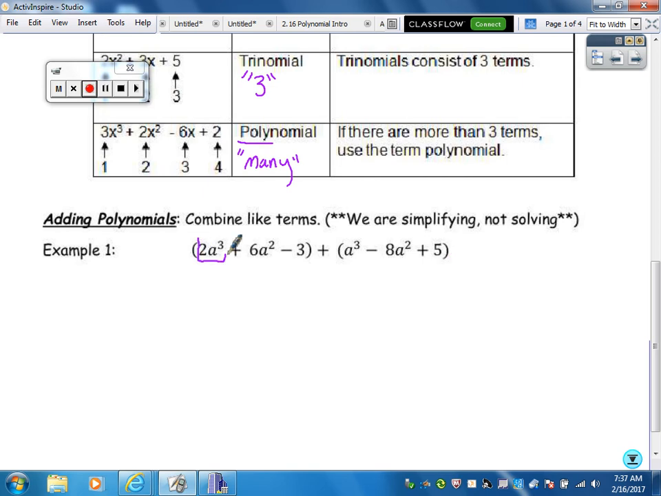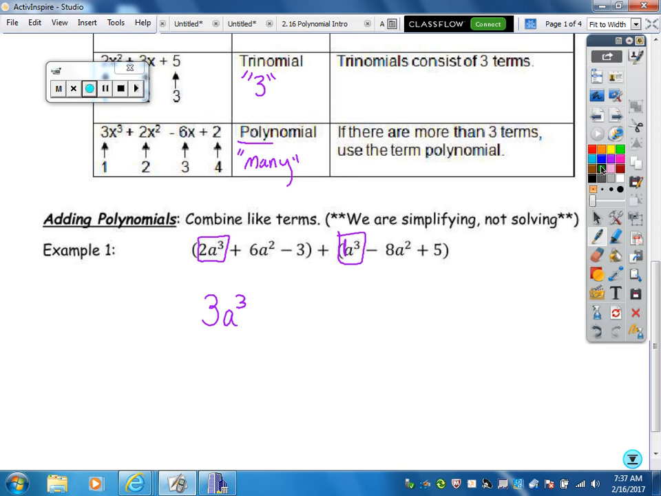So first thing you do is look for like terms. So I have 2a cubed right there, and over here I have another a cubed. If you need to, put in your ninja. So all we do is add like terms. So 2 plus 1 is 3a cubed. Do not add exponents, only their coefficients.